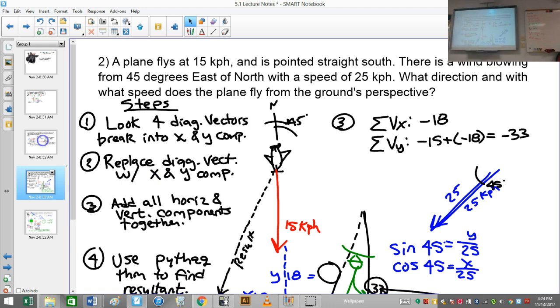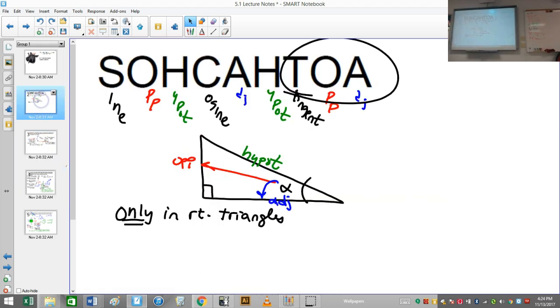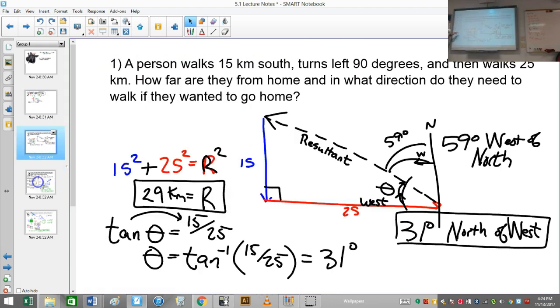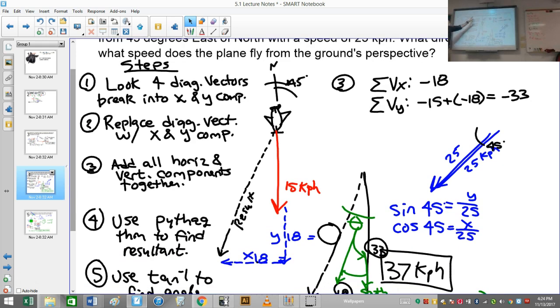But I did every single one of these problems according to these 5 simple steps. Look for diagonal vectors, break them into their x and y components, replace any diagonal vector with the x and y components, add all like terms together. Everything pulling to the right equals everything pulling to the left, everything down, everything up, compare those. When you find your last 2, use the Pythagorean theorem and then inverse tangent to kill it.